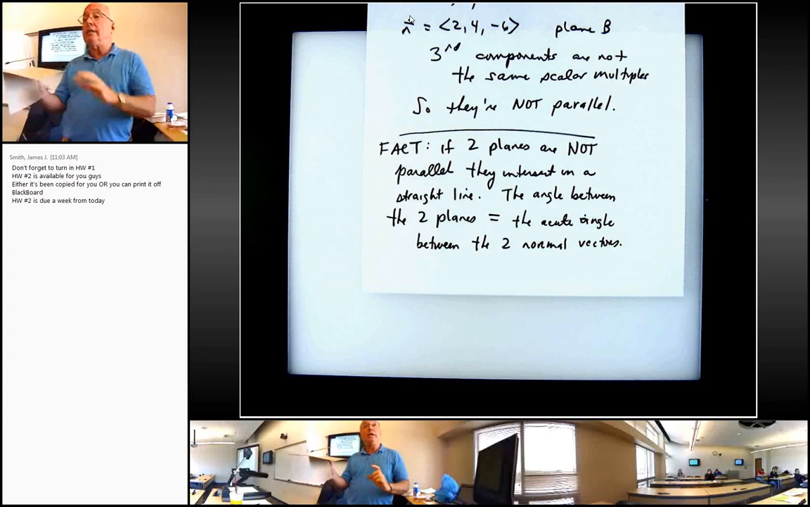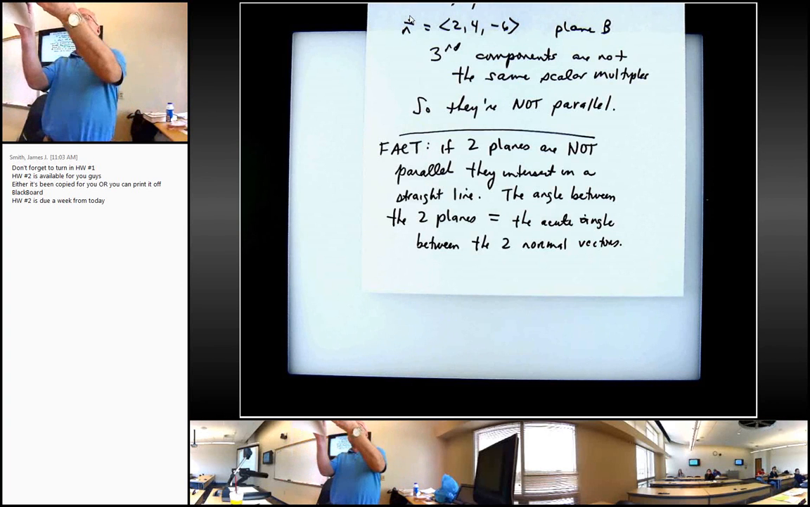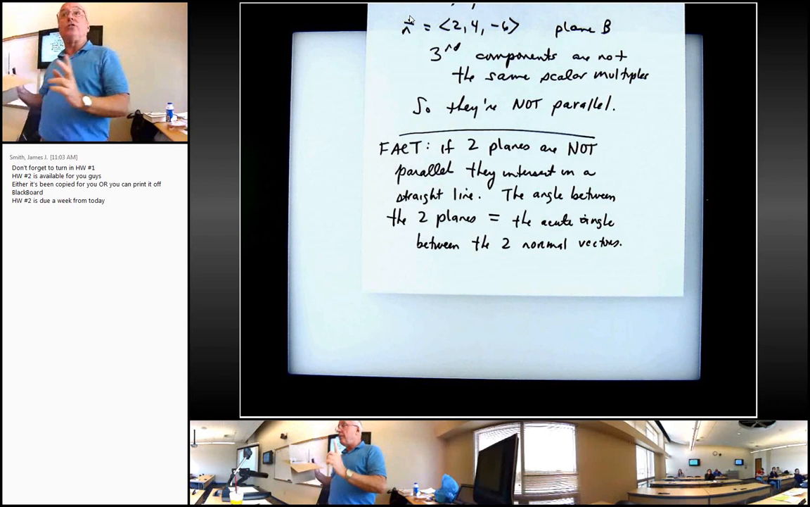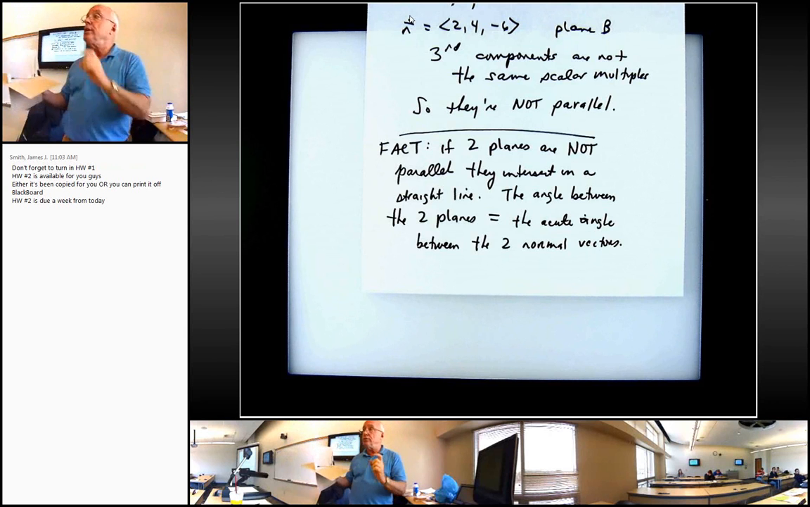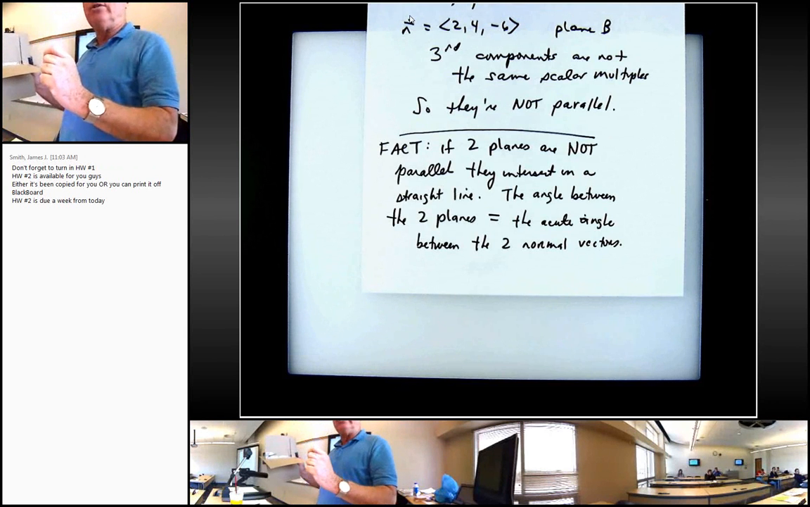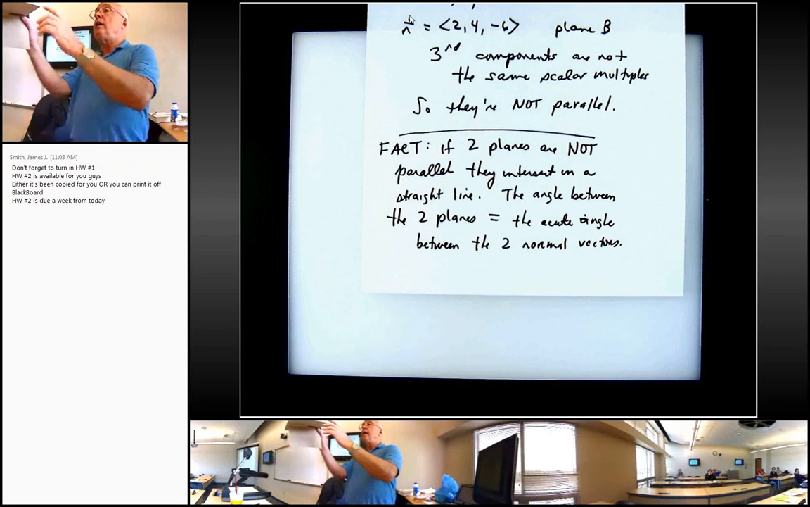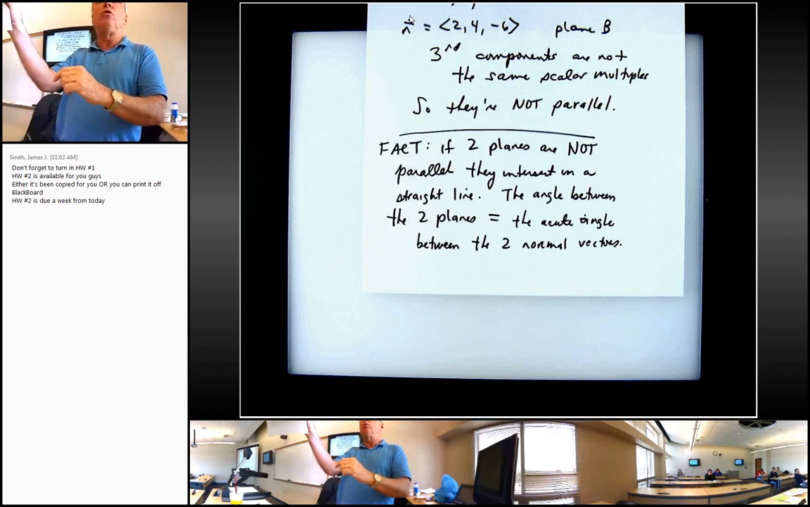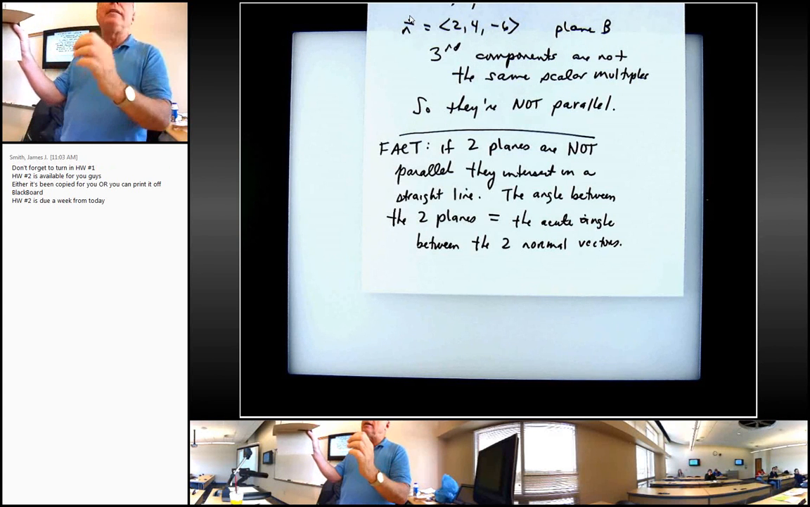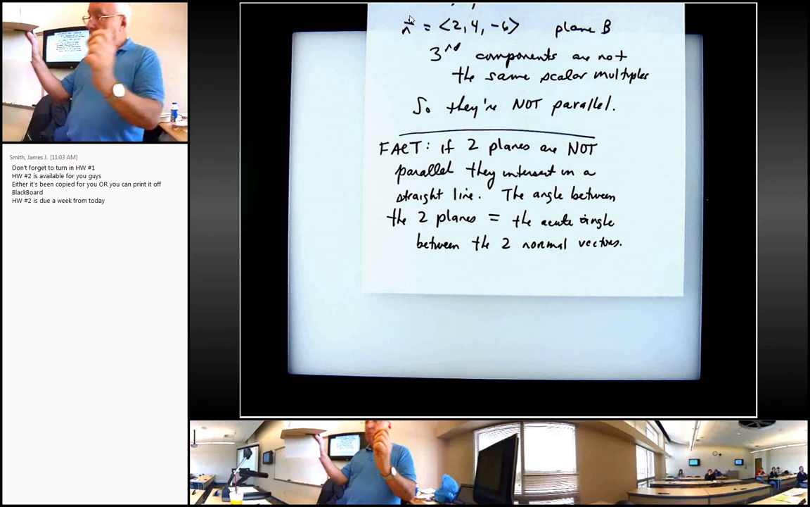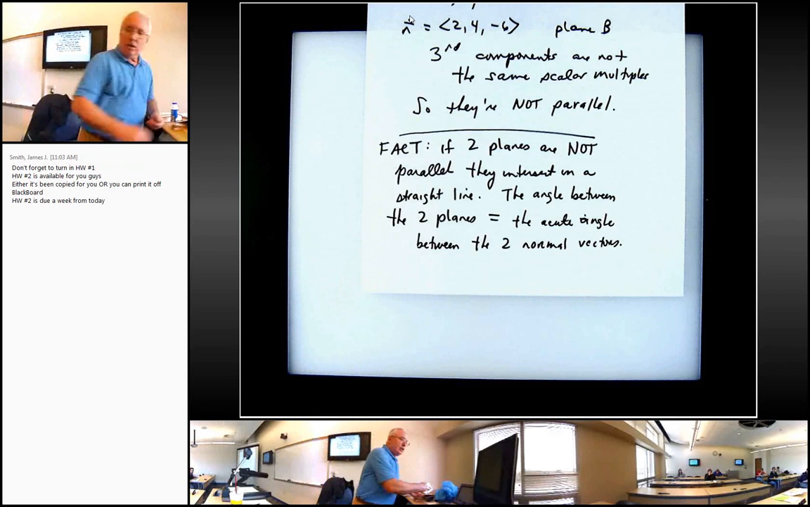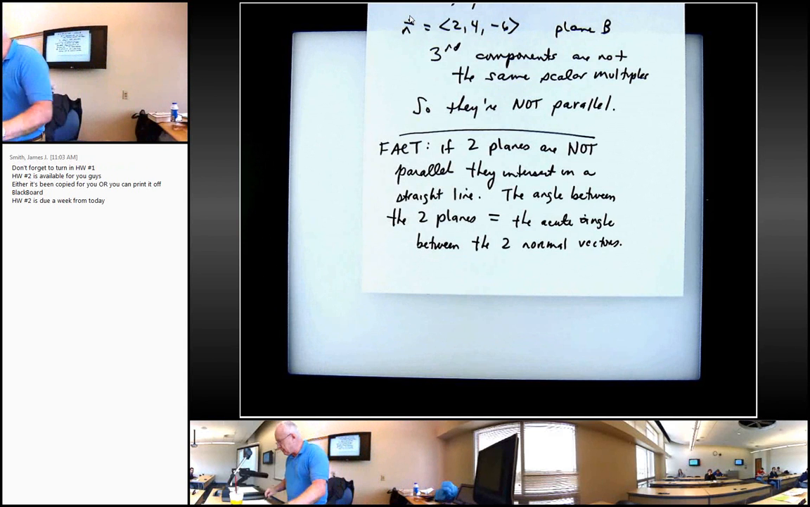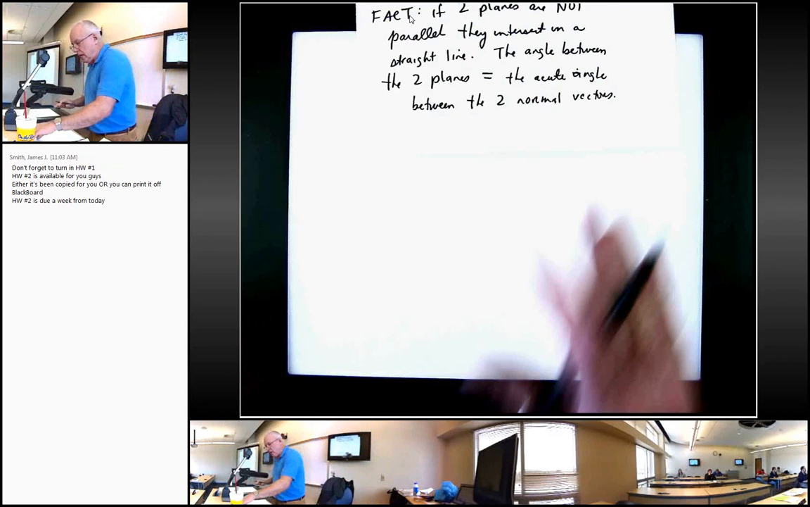So the way that we get the angle between these two planes, if you look at it this way, we've got an angle between the two normal vectors. And that angle between the two normal vectors is the angle between the planes. We only look at the acute angle between the normal vectors, which means an angle less than 90 degrees, all right? That's what acute means, less than 90 degrees. So, let's see here. Let's look at a problem.